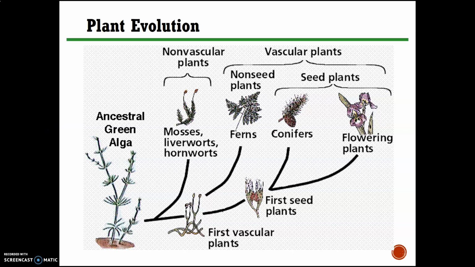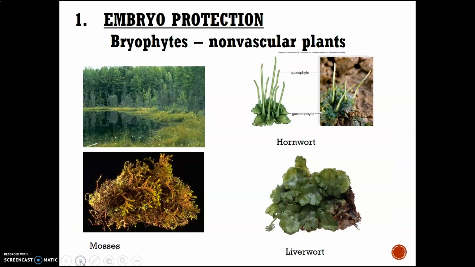So a basic view of plant evolution starts out with ancestral green algae. Right? So these were still aquatic organisms. And then you have your non-vascular plants that start to colonize the land, your first vascular plants also, and then you've got your non-seeded vascular plants, and then later conifers, and very last are flowering plants.